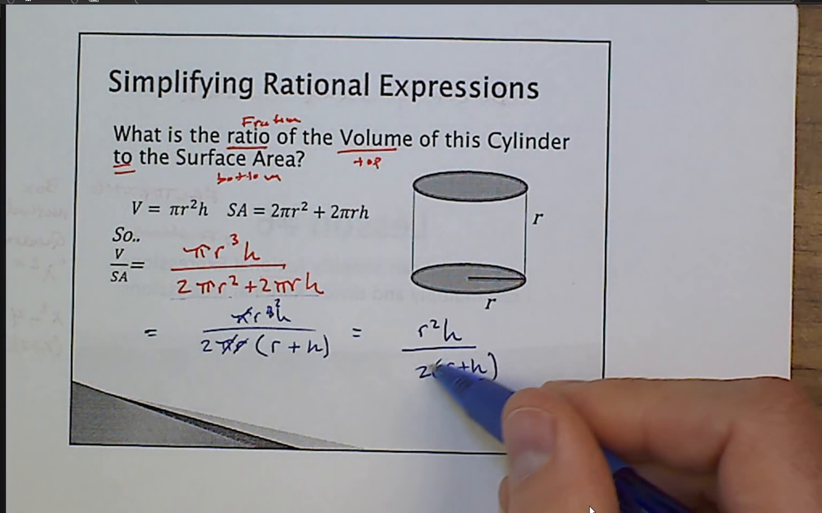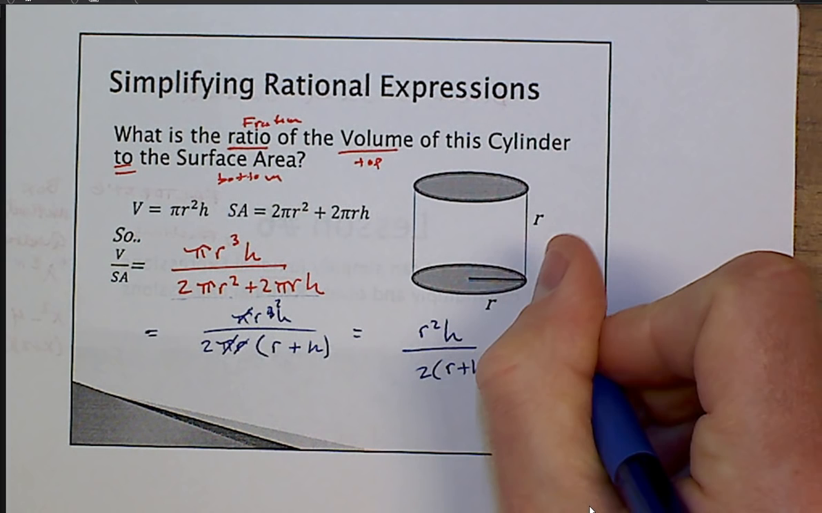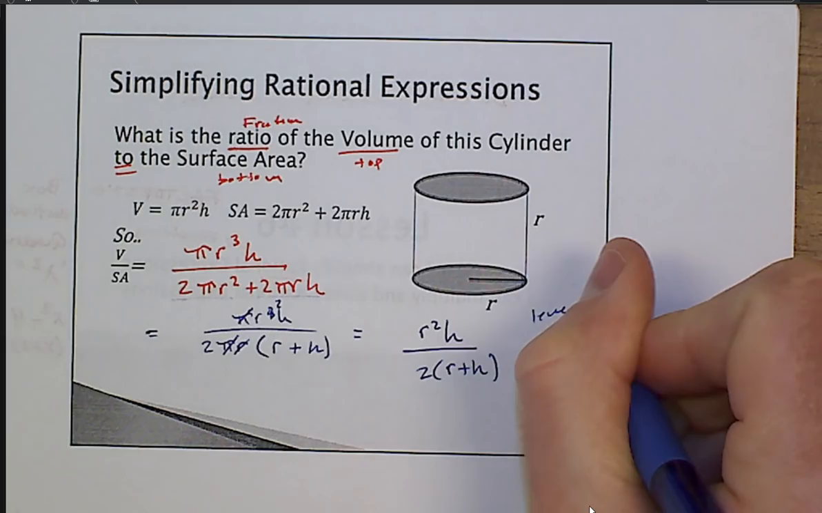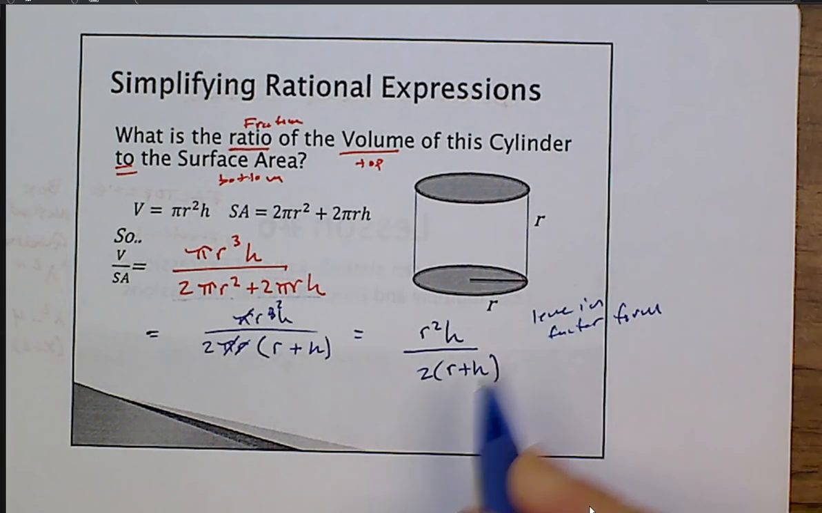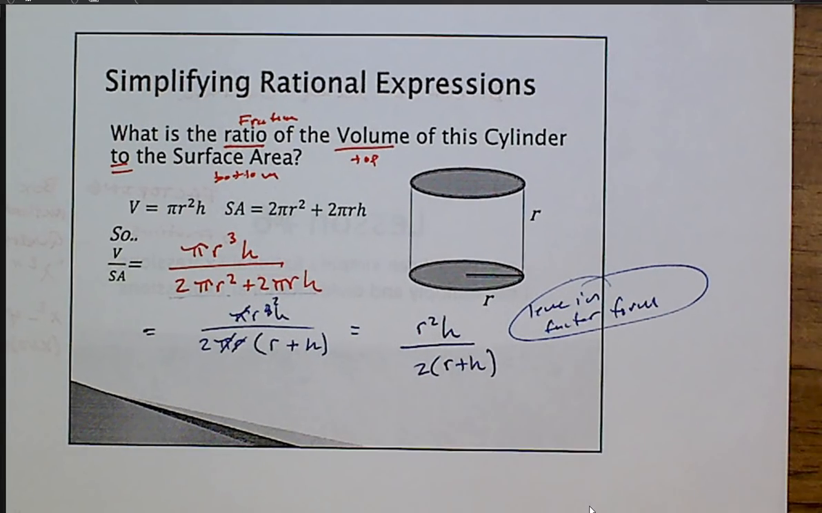You don't have to distribute the 2 back through. You want to leave things in factored form. Okay, some students will run this 2 back through. We don't have to do that. We want to leave it in factored form. And so that is our answer right there.